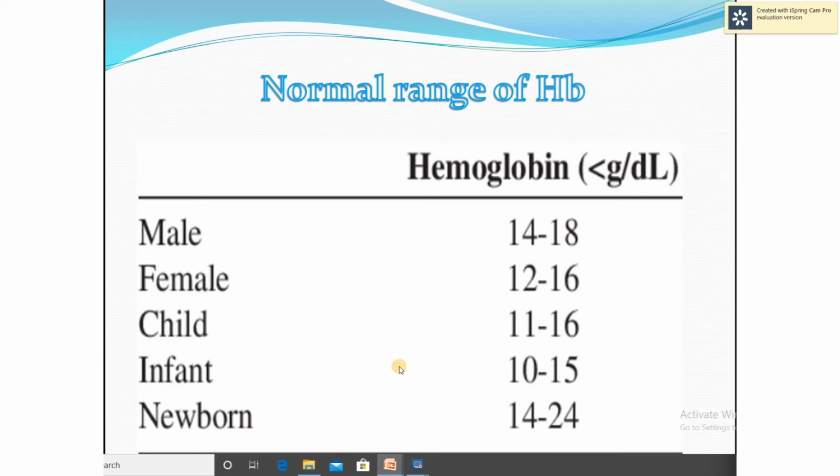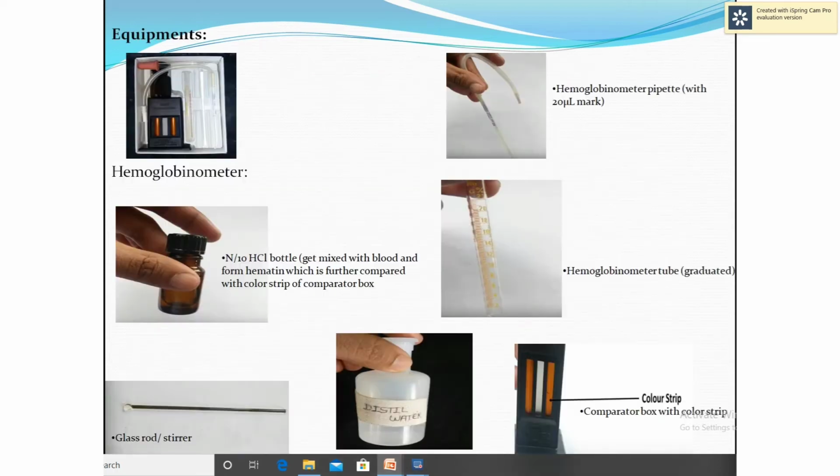So these are the normal ranges of hemoglobin, and if your hemoglobin level comes below this, eat things which will help you to increase your hemoglobin level, or if you have a high hemoglobin level, get checked by the doctor and take whatever they prescribe.